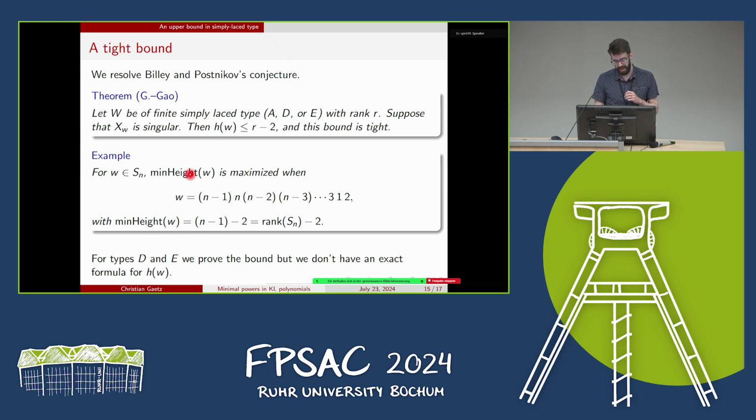So we can maximize the min height by taking this permutation, n minus 1, n, and then having all the intermediate numbers decreasing here in sequence, and then at the end having 1, 2. So this has min height n minus 1 minus 2, which is exactly the rank of the symmetric group minus 2, achieving this R minus 2 here. For types D and E, we prove the upper bound, and indeed it is tight, but we don't have an exact formula that applies to all elements.